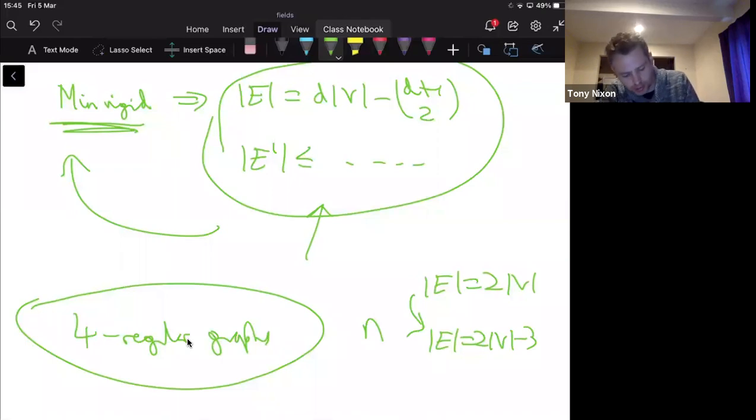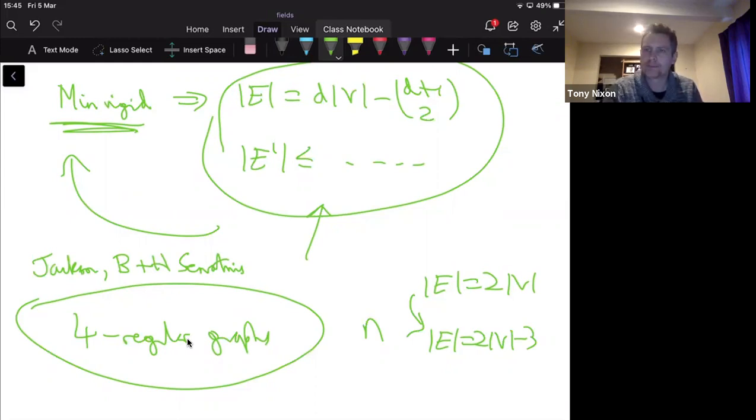And so there's a paper by Bill Jackson, and I think both Brigitte and Herman Sabatius, but definitely at least one of them, where they study this and say, asymptotically, almost surely, if you pick a 4-regular graph at random, then you will be, I want to say globally rigid even, but definitely rigid generically.